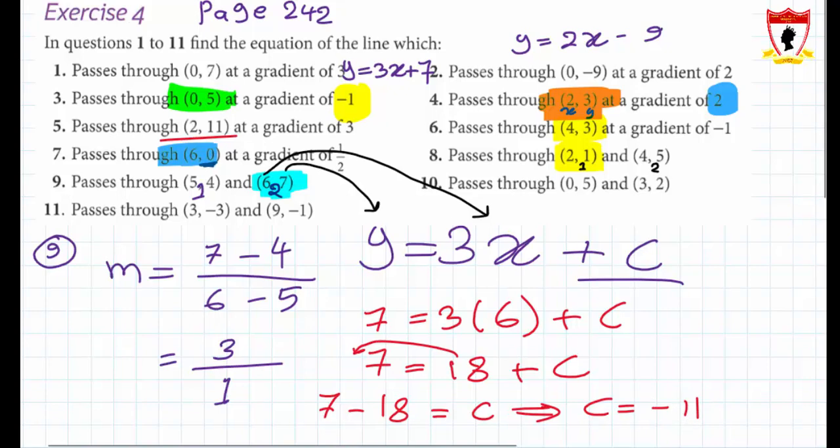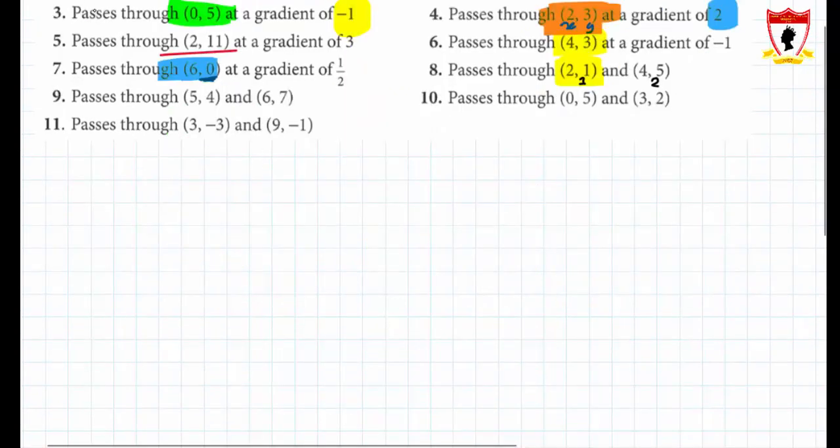Now write the value of c in place of this c in the equation. 3x minus 11, done. This is the equation of question 9. y equals 3x minus 11. Now question 10. The points are 0, 5, 3, 2. Then question 10.